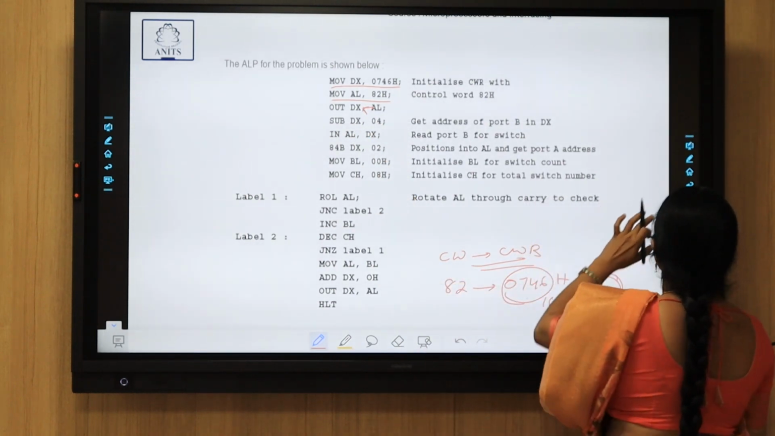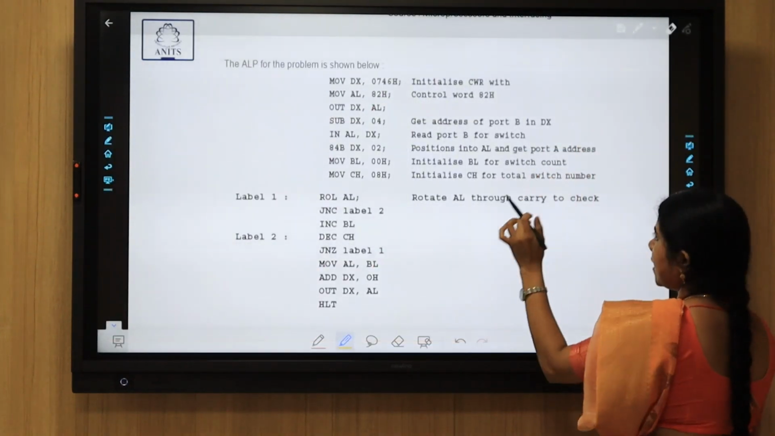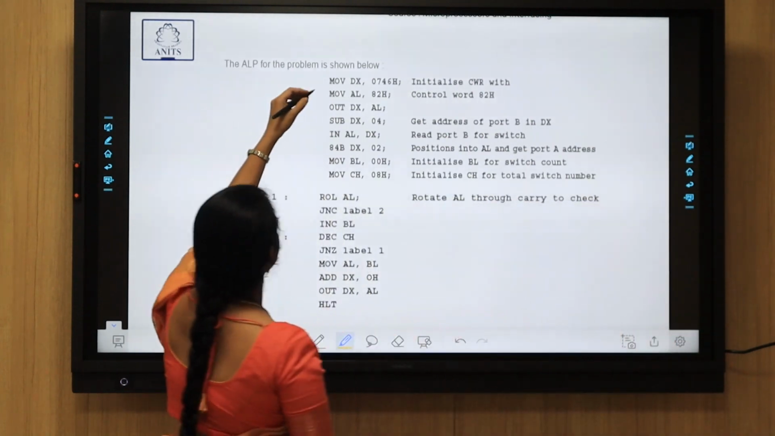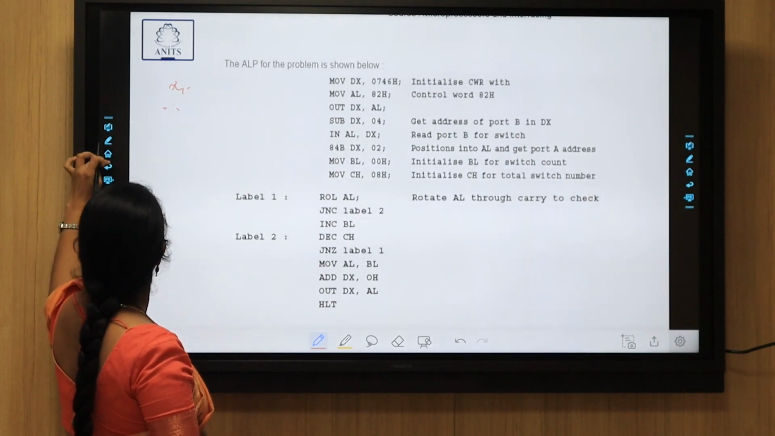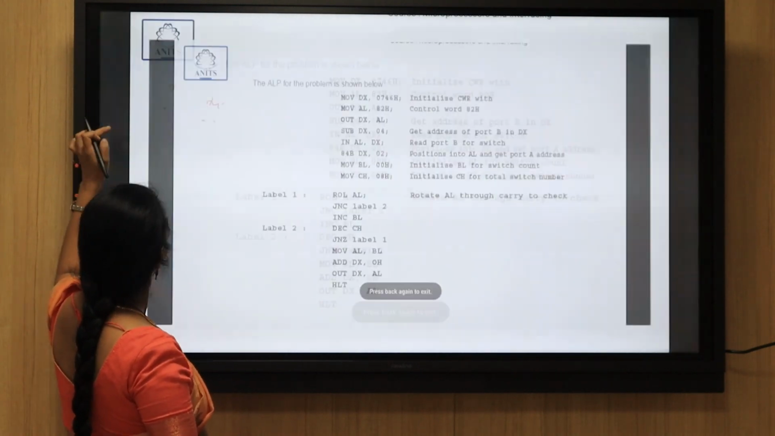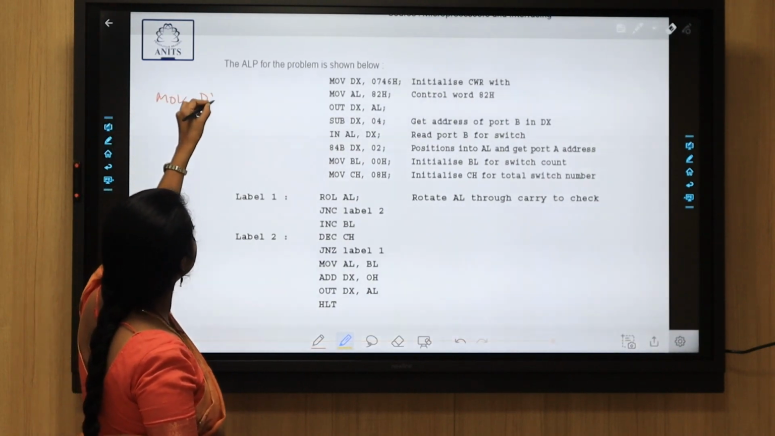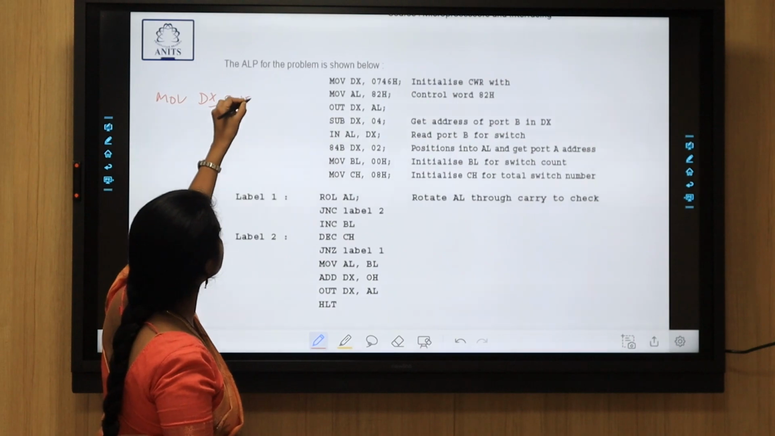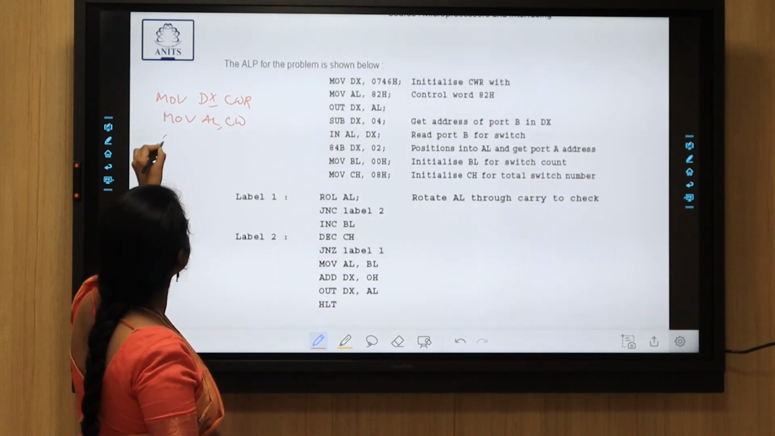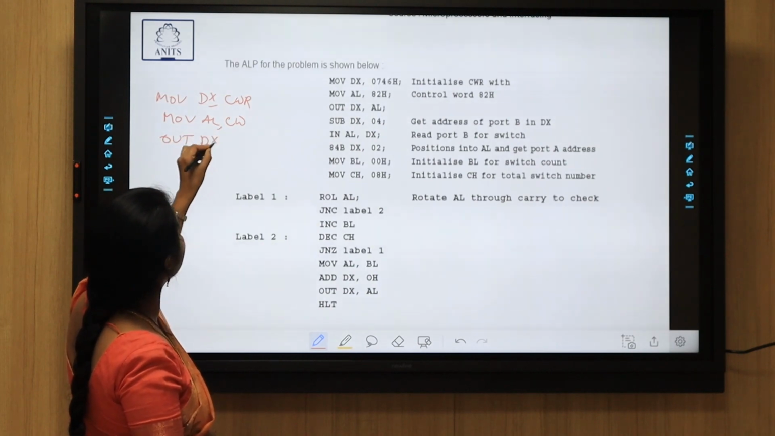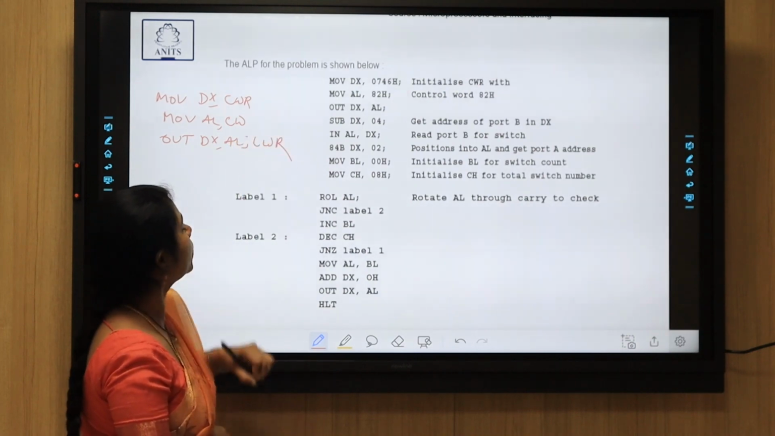So let us see the program step by step. Here I'll write the program. First, we have to initialize DX with the control word register address, move AL with the control word, then we have to out that AL into the DX. So now the ports will be initialized according to the control word.